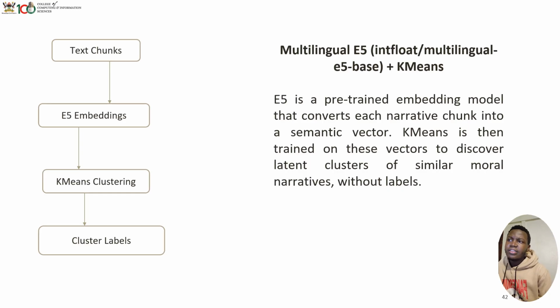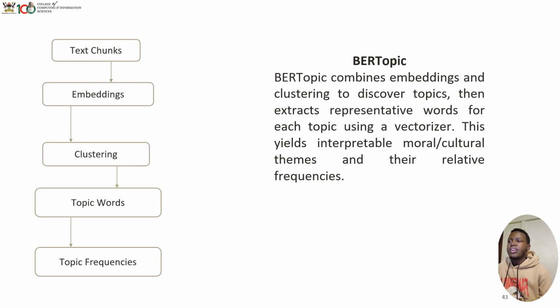When you look at the architectural structure of E5, the text chunks are converted into E5 embeddings, which are then converted into K-means clusters, and the clusters are given labels. E5 is just a pre-trained embedding model that converts each narrative chunk into a semantic vector. K-means is then trained on these vectors to discover latent clusters of similar moral narratives without labels.